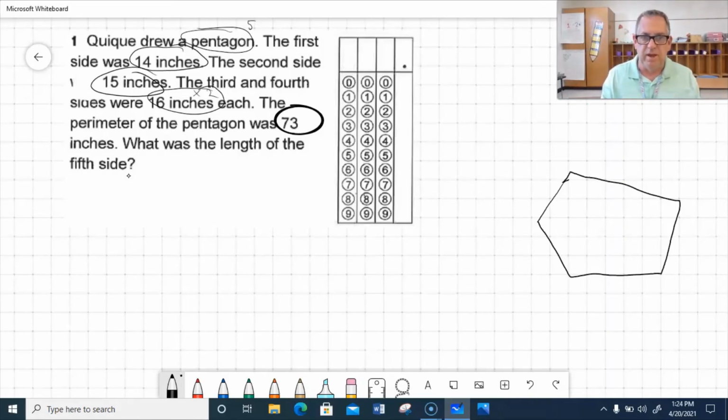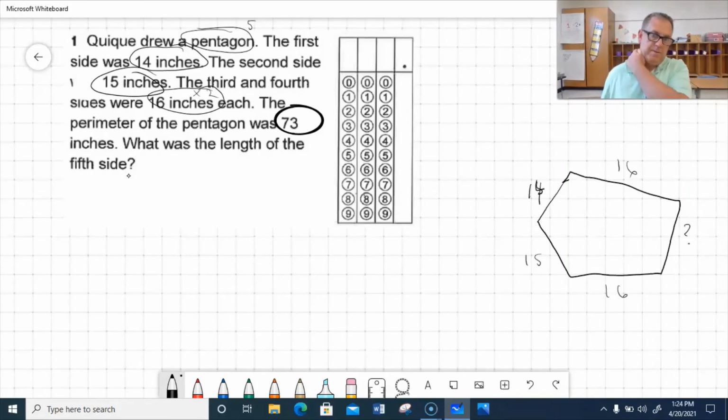So it says that one side is 14 inches. Another side is 15 inches. Then it says it's got 2 16-inch sides. These look closest to the same to me, so I'll do those 2 sides 16 inches. And what it wants to figure out is this side right here. So we don't know what that side is.